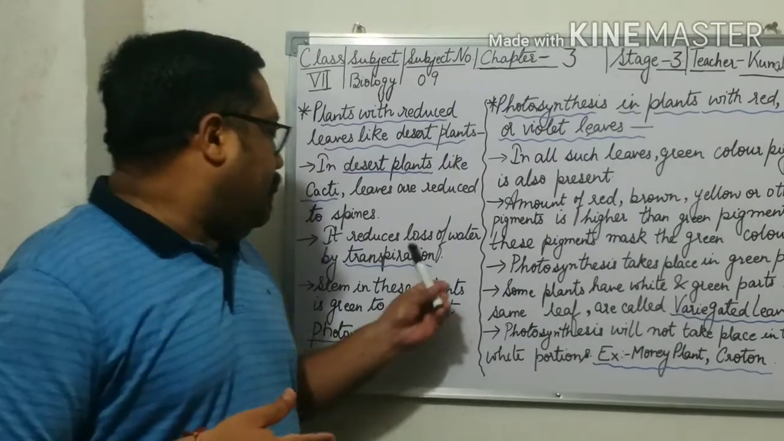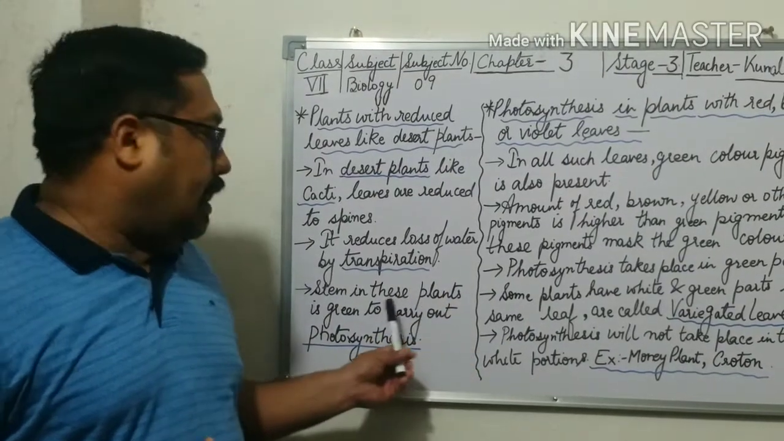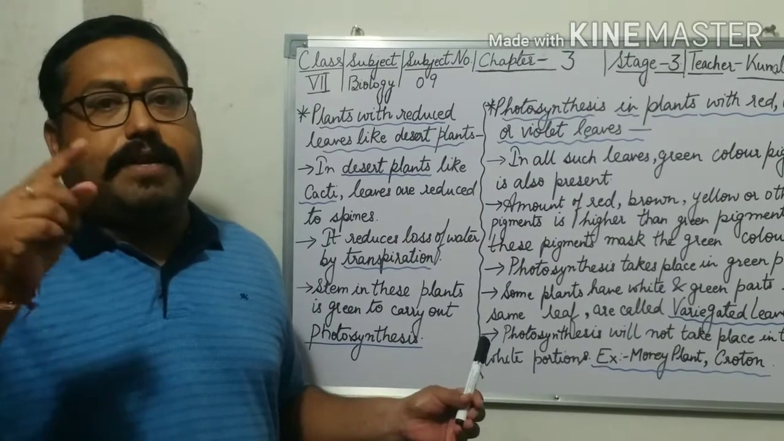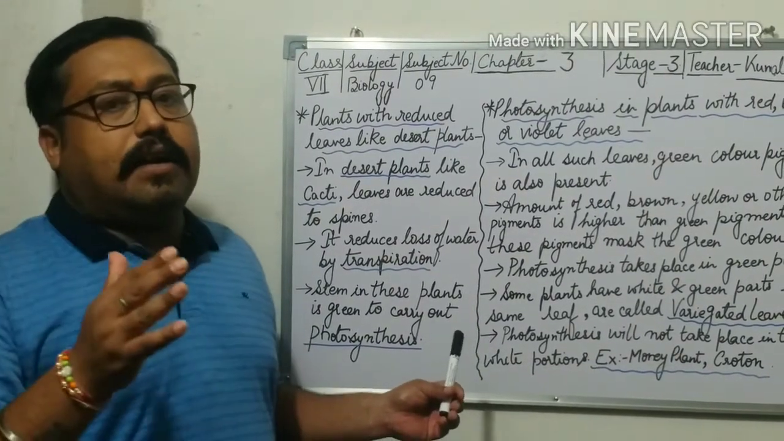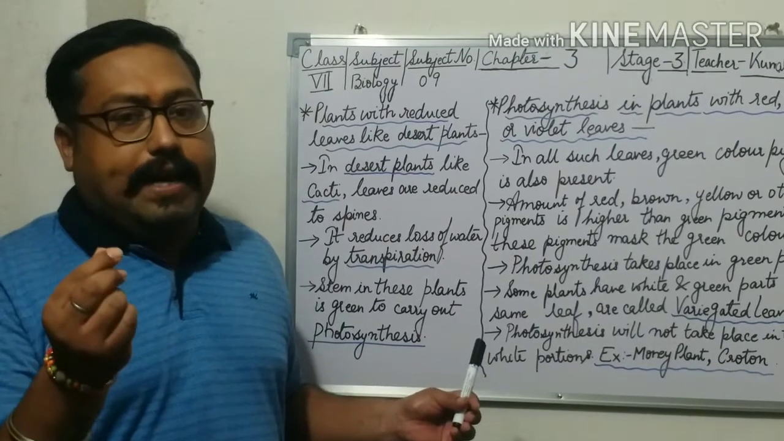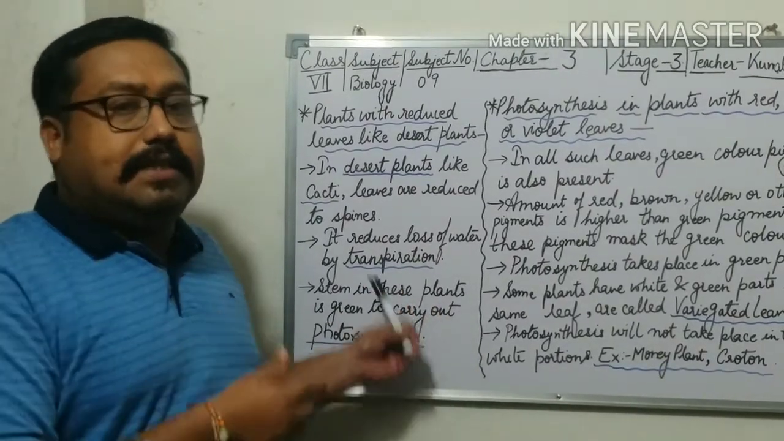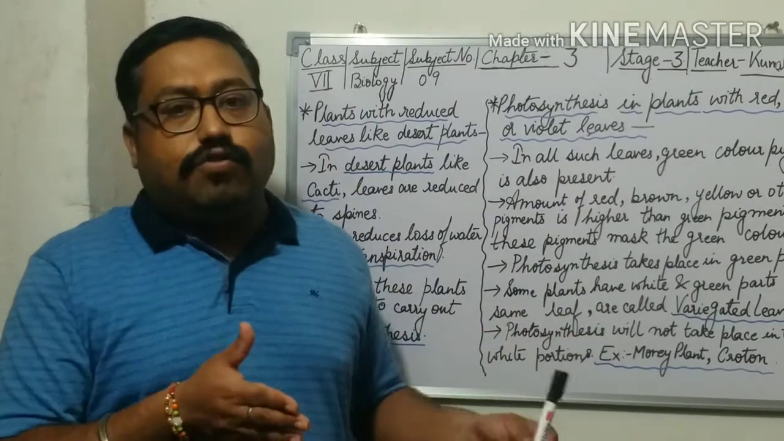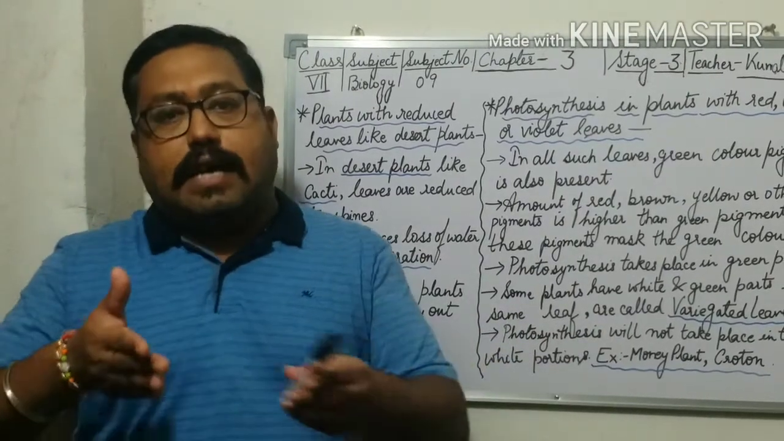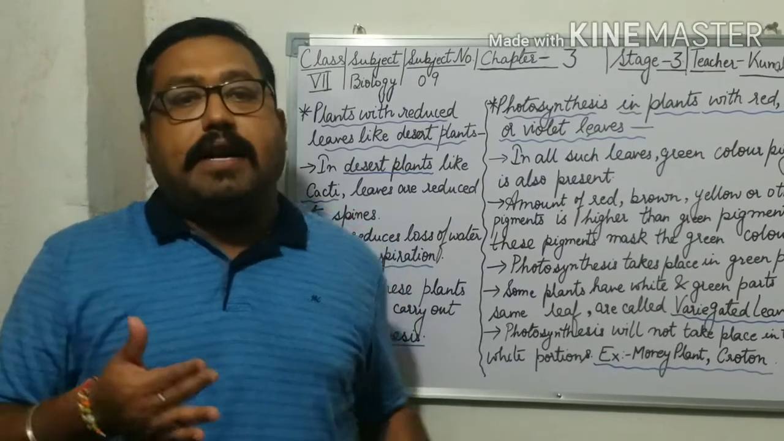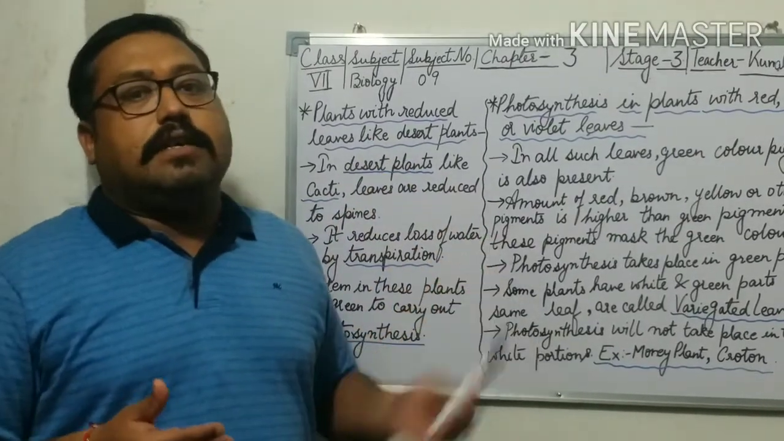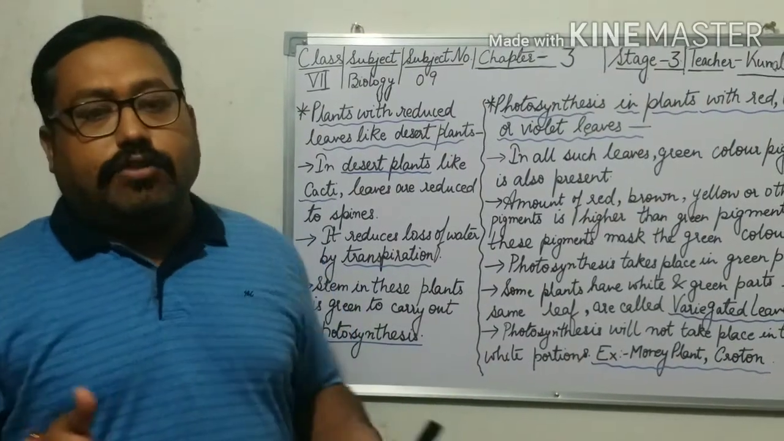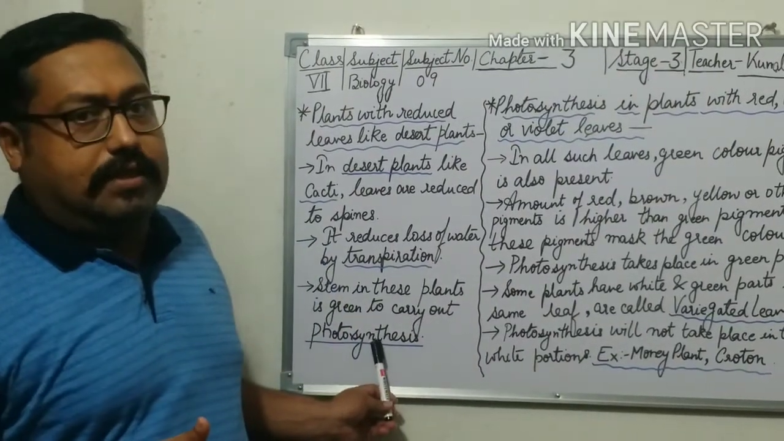Okay, and the stems in these plants are green. If you remember the cacti, the stems are green in color. So these stems help in the process of photosynthesis rather than leaves. Normally leaves help in photosynthesis, but in desert plants the stem does the role of leaves to carry out the process of photosynthesis.